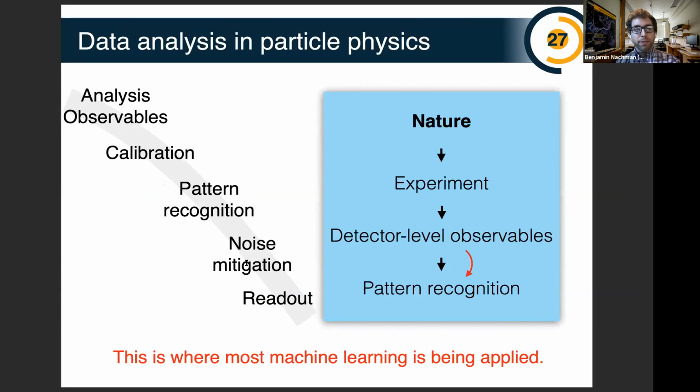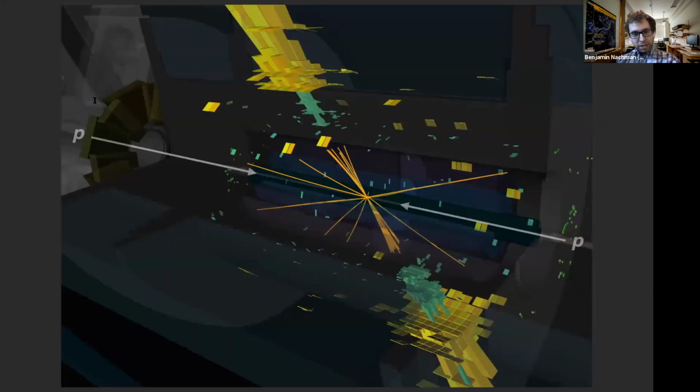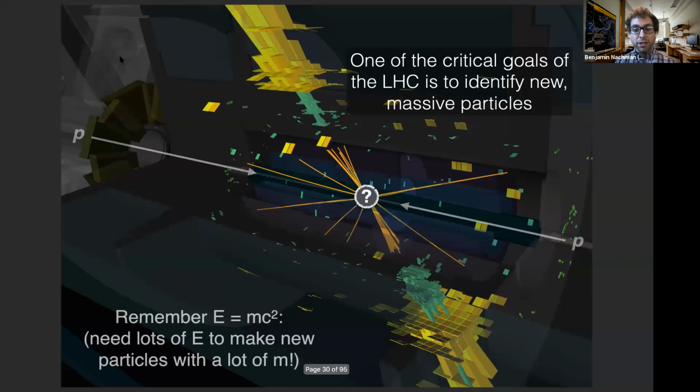Now let me give you another example at the very end of the analysis stack, where we want to develop classification tasks, for instance, for a particular analysis. Here's another picture of a proton-proton collision. The protons come from the left and right, and the orange lines and green and yellow blobs correspond to charged particles and energy deposited in our calorimeters, respectively. We can reconstruct all these particles in order to infer something about what happened at the center of the collision. In particular, one of the goals of the Large Hadron Collider is to identify new massive particles.